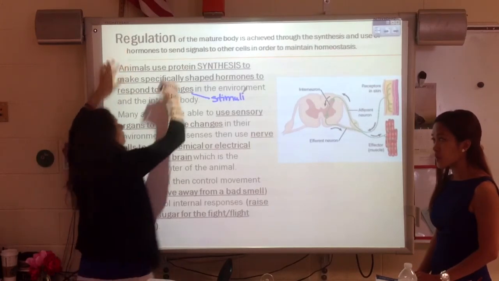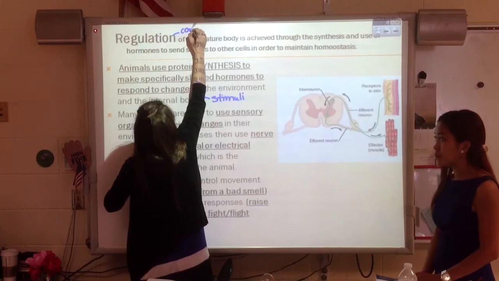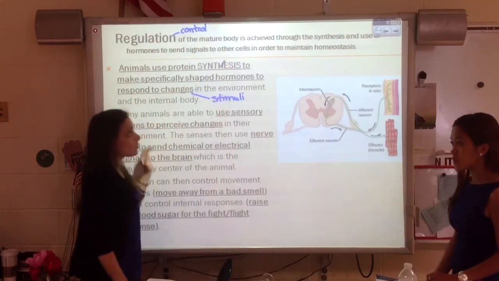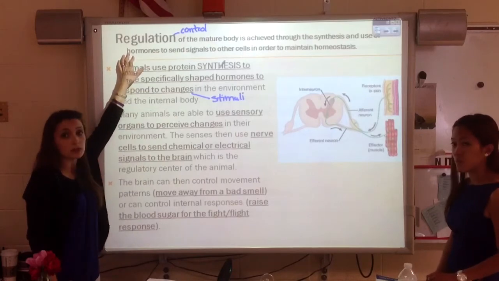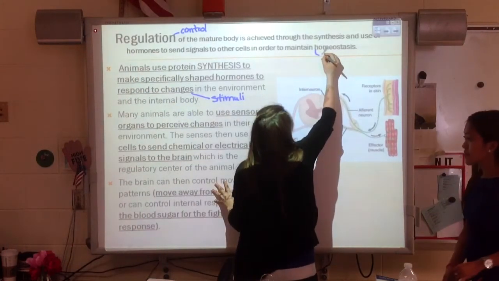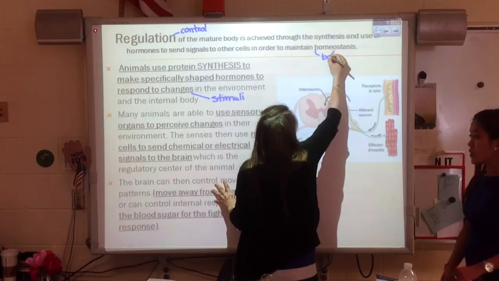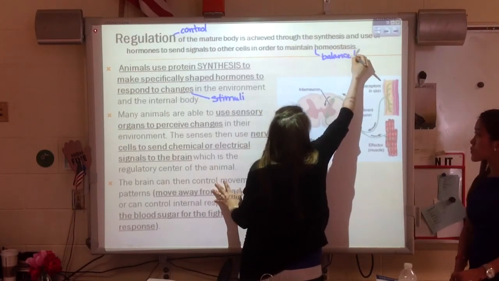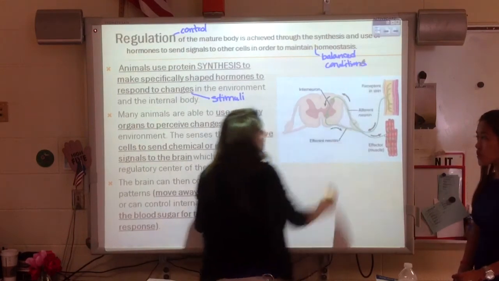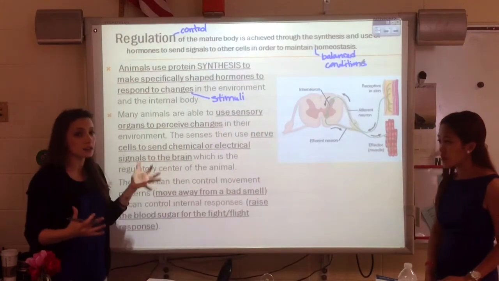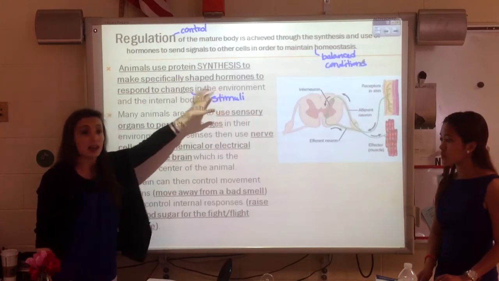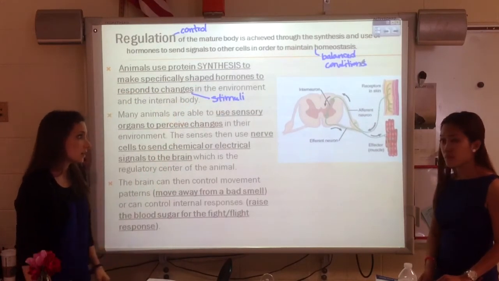And regulation, we know, means to control. So how do we control the body? One of the big ways is through using hormones to maintain, remember, homeostasis, which means balanced internal conditions. So when we look at maintaining homeostasis, we're asking how can we balance our conditions based on what's going on outside the body and what's going on inside the body.